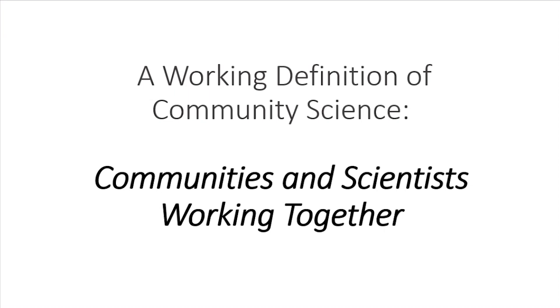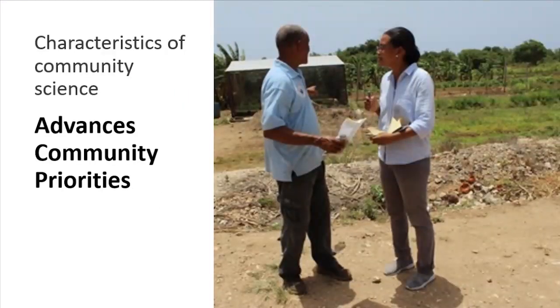It's community and scientists working together. It's about authentic partnerships where both parties are equal contributors. And if there's a slight leaning, I would say the leaning is a nod towards community priorities. One of the characteristics that I think distinguishes community science from perhaps more typical kinds of scientific outreach and engagement is that it's really driven by community priorities.